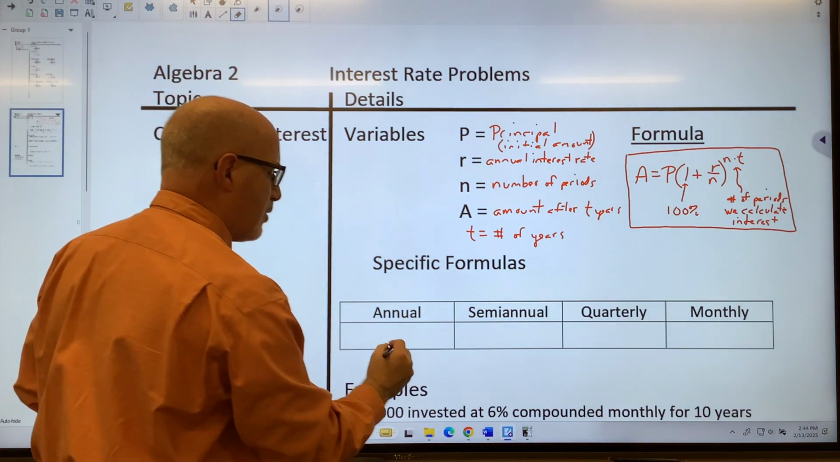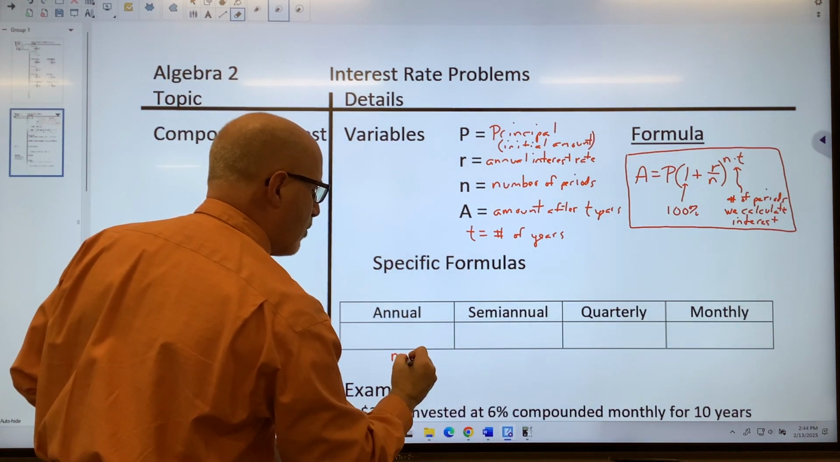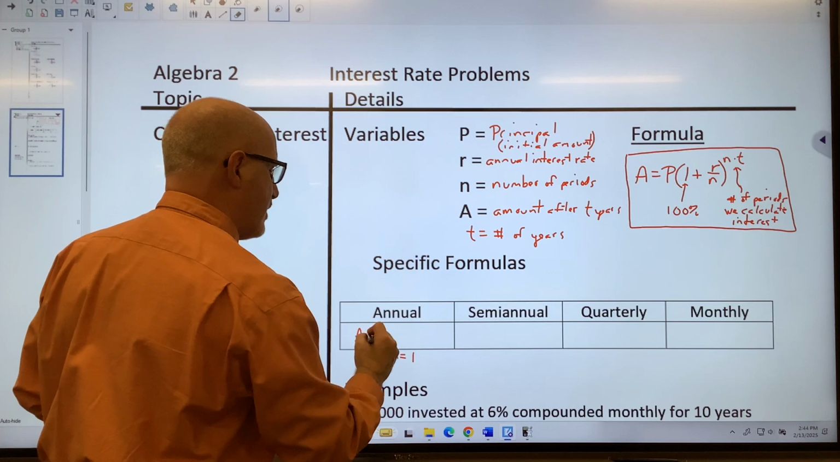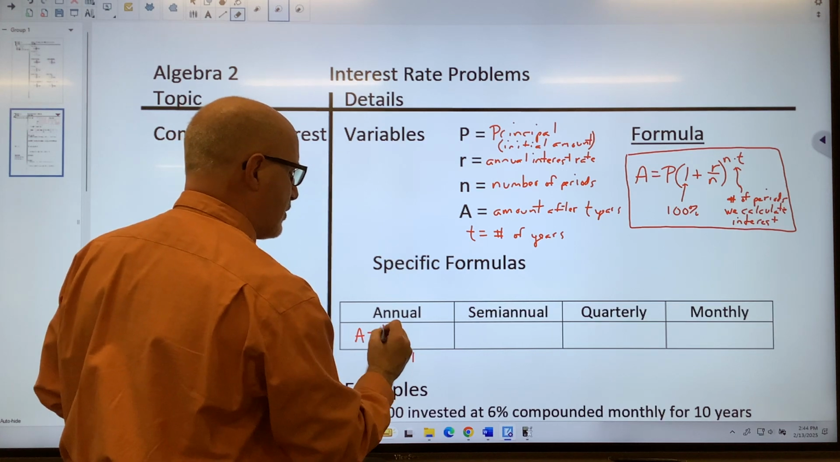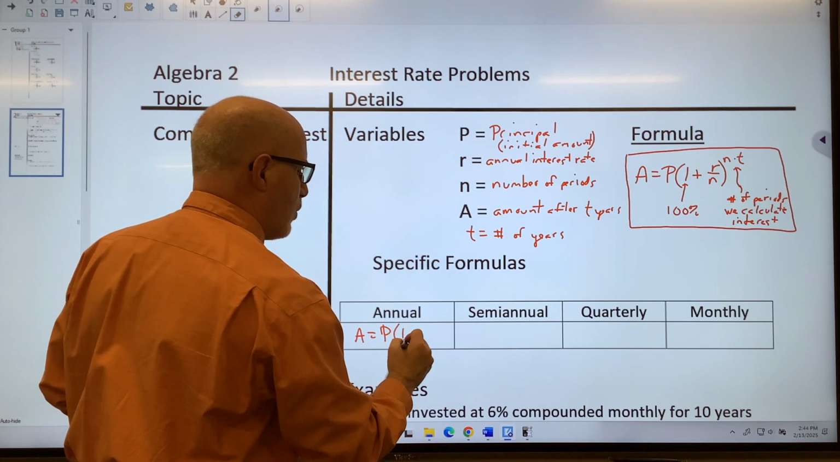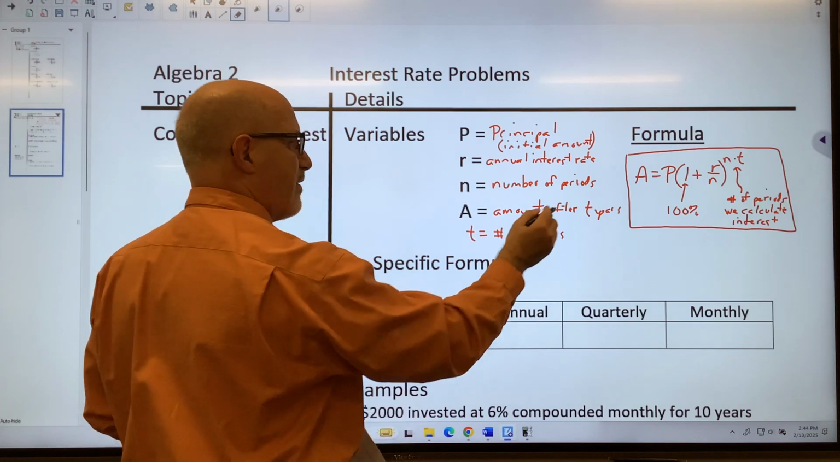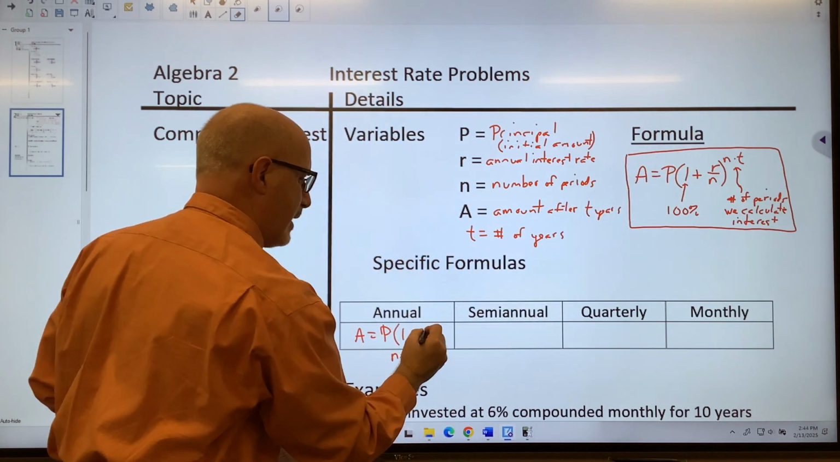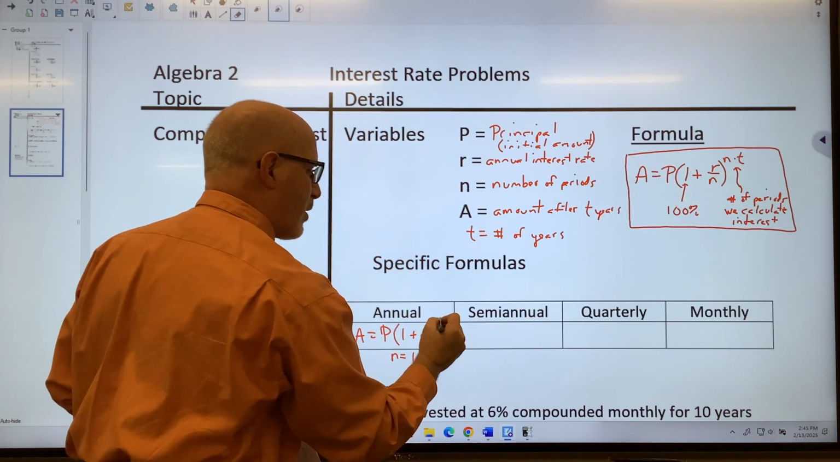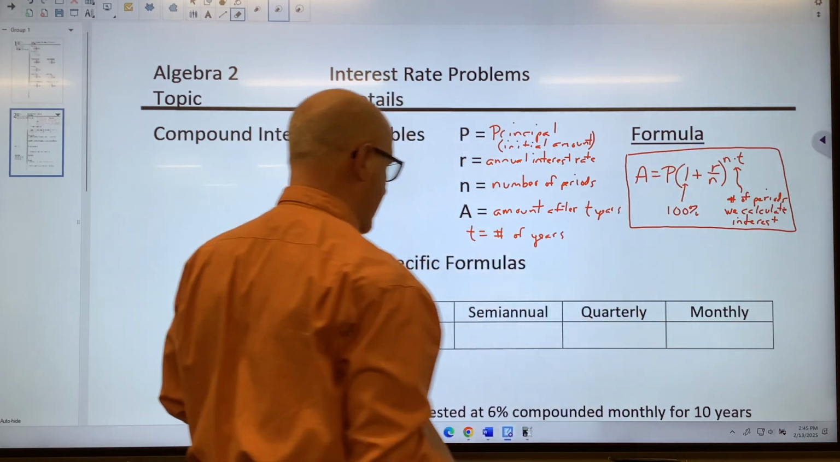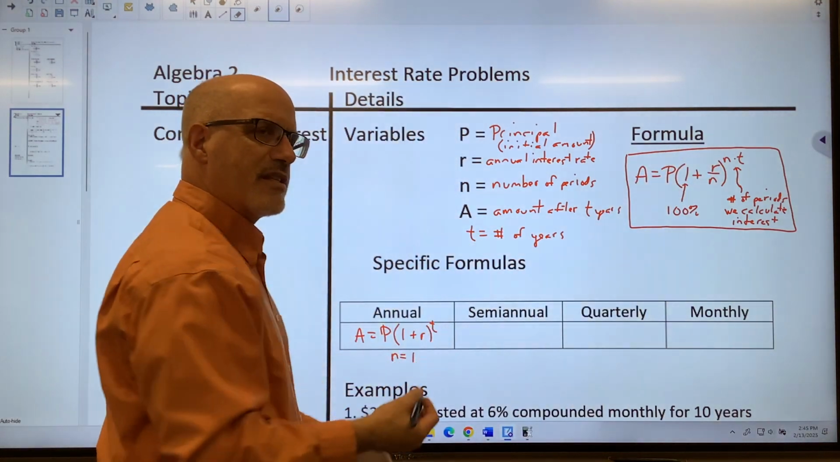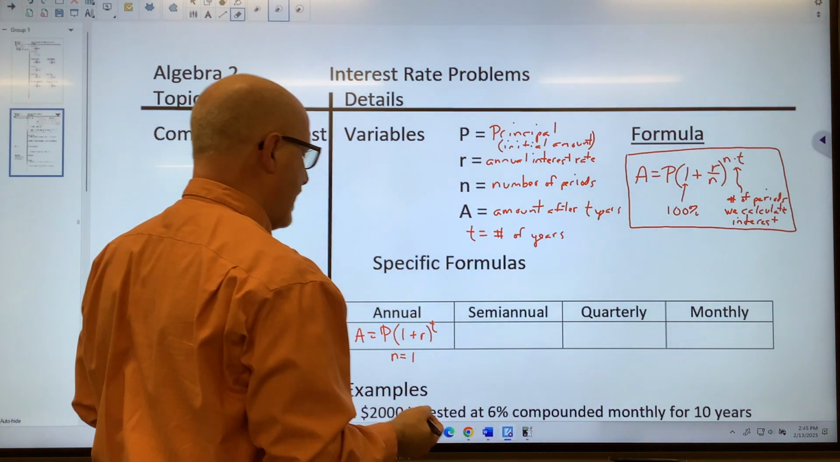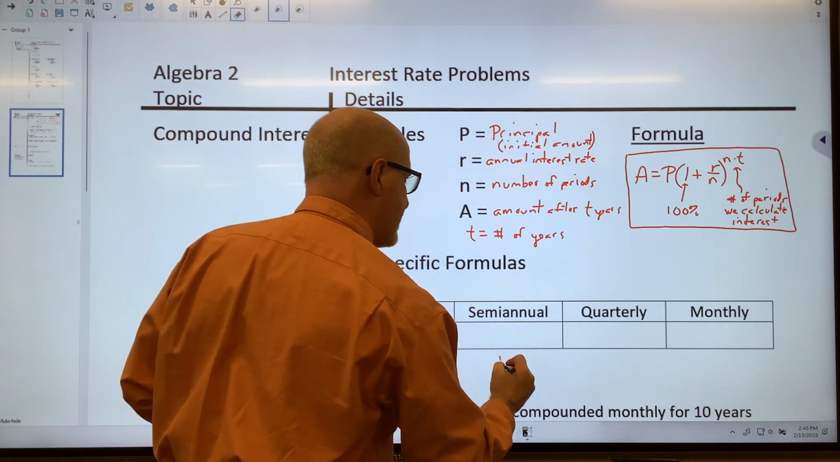So if we do annual, then our n is going to equal 1. So when we put it into the formula, you get A equal to the principal times 1 plus the rate. Rate divided by 1 is just the rate, to the t power, because it will be t times 1 for that. So this will be the simplest one, if you have it done annually.